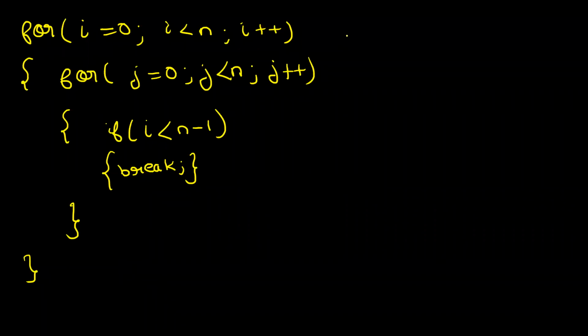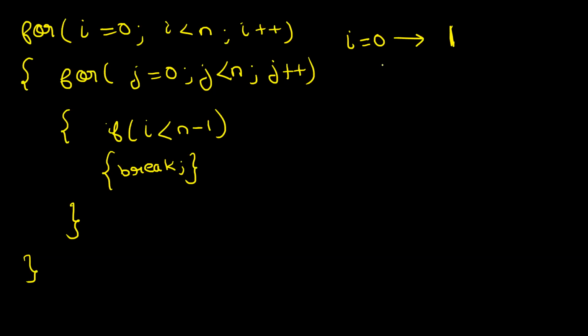Now let us start, right? For I equal to 0. Can you tell me, boss, how many times does the inner loop run? Help me. For I equal to 0, the inner loop will run for n. No. The inner loop will run how many times? See, if I is less than n minus 1, it will immediately break. So can I say for I equal to 0, the inner loop will run only once? Do you all agree? For I equal to 0, the moment you enter, you will see 0 is less than n minus 1, you will break.